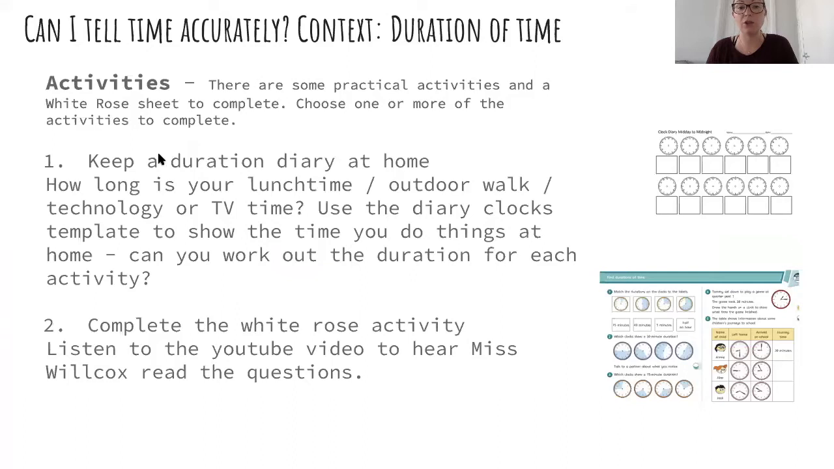So the first thing to do is to keep a duration diary at home. You might have this already. You might know that you are allowed 20 minutes on your tablet, or you are allowed half an hour to watch TV. Or maybe you want to start timing how long it takes you to eat your lunch. How long do you have for a lunch break? Or maybe you want to start looking at the clock before you leave for your outdoor walk, and then think about what time you got home and see if you can work out the duration of all of those things you do at home. There is a clock diary to help you.